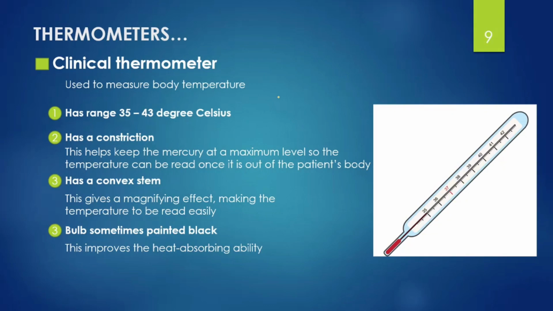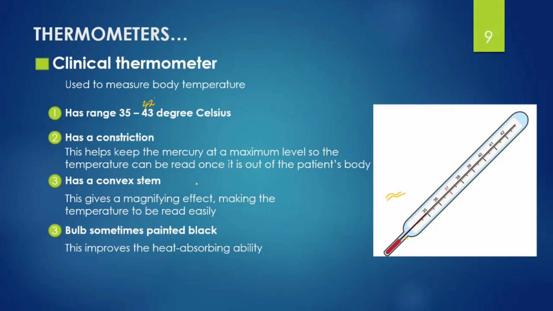A special kind of thermometer that we have is the clinical thermometer that we use in measuring body temperatures. It is special in the sense that it measures temperatures in the range of 35 to 42 or 43. Some end at 42 degrees Celsius, some end at 43. It has a constriction. Okay, if you look at a typical clinical thermometer, this one is not well drawn, it has a constriction there.